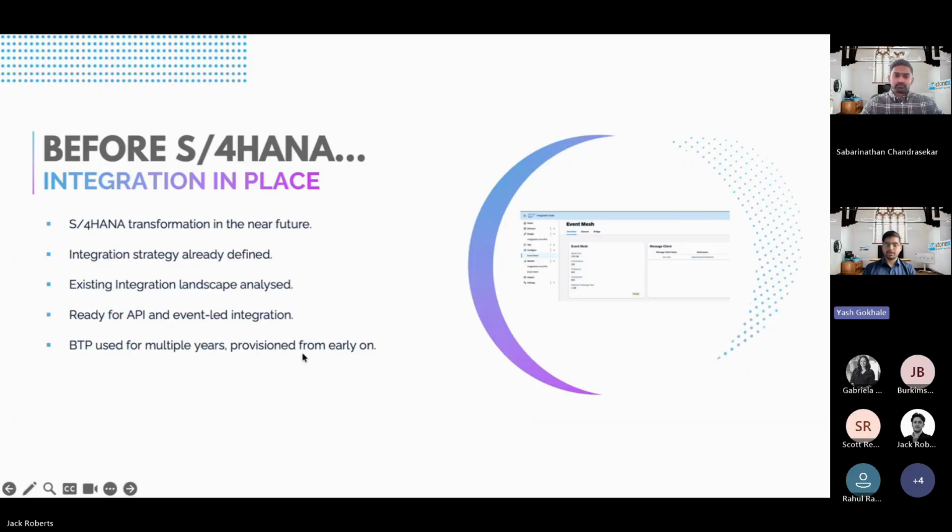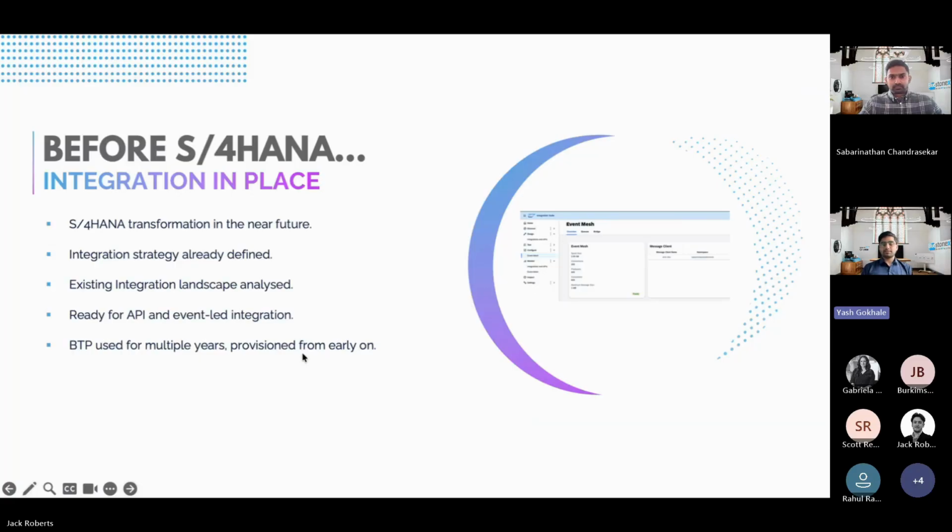They are already ready for API and event-led integration. So from quite early on, they already had event mesh up and running. Their mindset from the start has been to modernize and not migrate. So at the moment, if they have many point-to-point integrations, straight away they're saying, let's try and get to event mesh. Let's try and get these turned into business events or data events where possible.